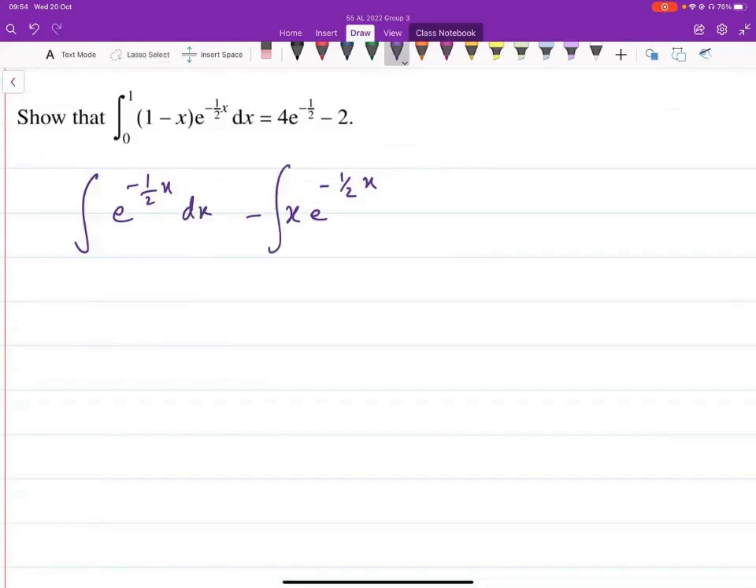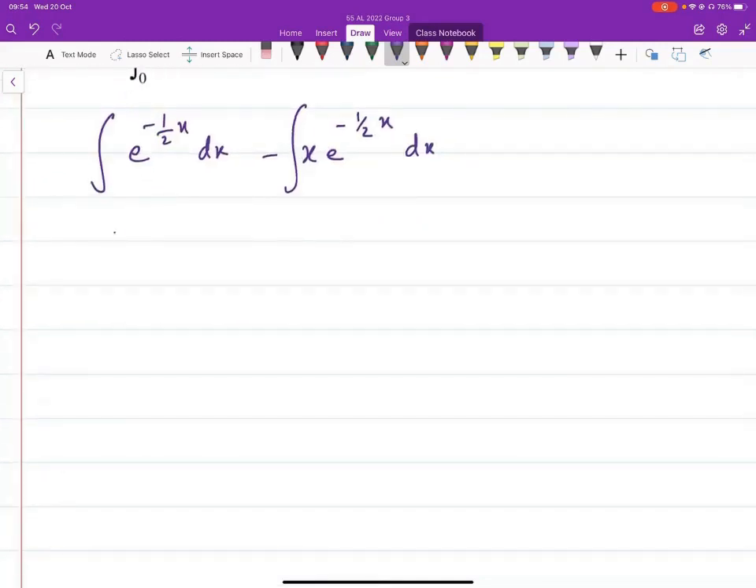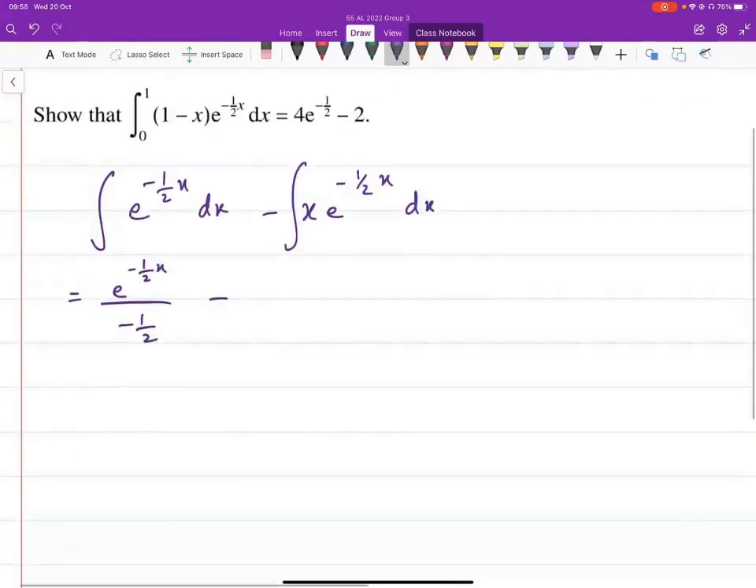So we have two integrals here, e raised to power minus half x and x e raised to power minus half x. E raised to power minus half x is pretty straightforward. That's going to be e raised to power minus half x as it is divided by minus 1/2. Okay, so that's the first thing. What about the second expression? It's a product. We will have to use integration by parts there. So how do we choose which one of them is going to be u and which one of them is going to be dv over dx?